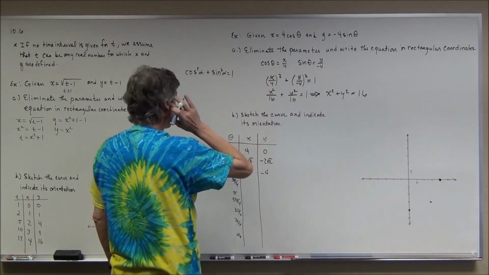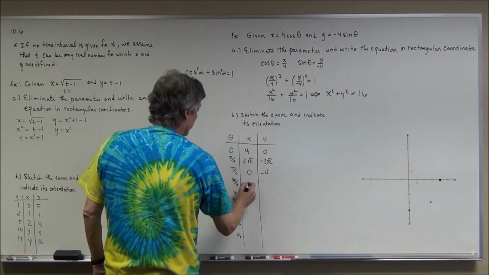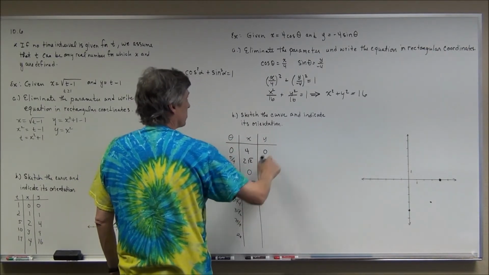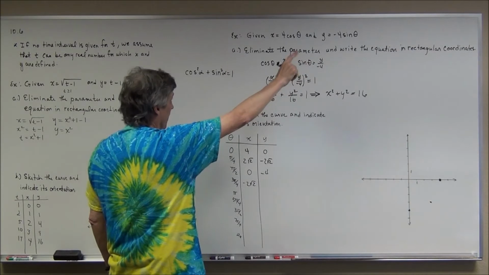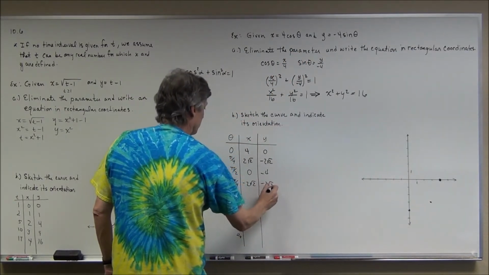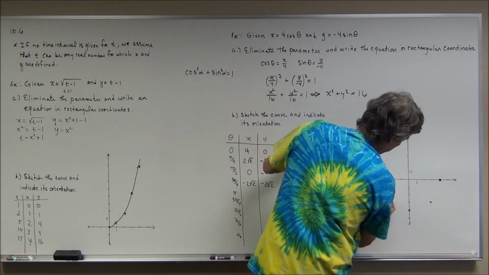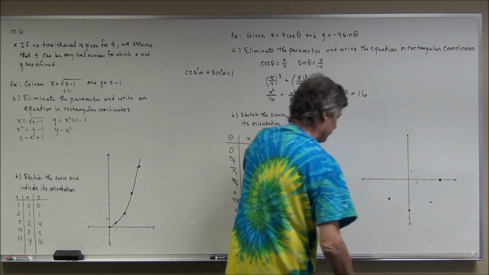I plugged 3 pi over 4 in. The cosine of 3 pi over 4 is negative square root 2 over 2 times 4 is negative 2 square roots of 2. And if I plug 3 pi over 4 in for the sine, that's positive square root 2 over 2 times negative 4 is negative 2 square roots of 2. So we have third quadrant. So about 2.8, negative 2.8 by negative 2.8, be about there.